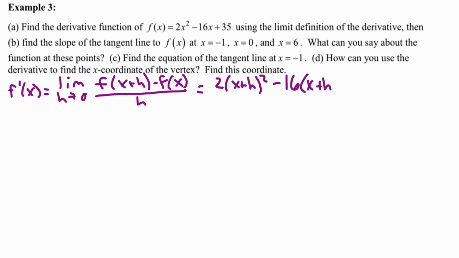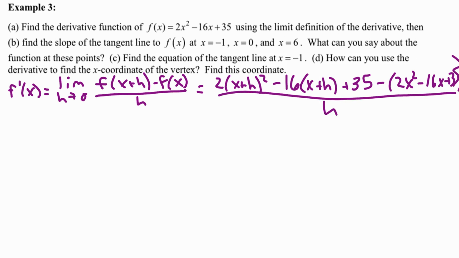This is the part that most people make a mistake on. Make sure you're subtracting the whole f of x function. Okay, distribute it out, and remember you want to carry that limit as h approaches 0, so you don't forget about it.